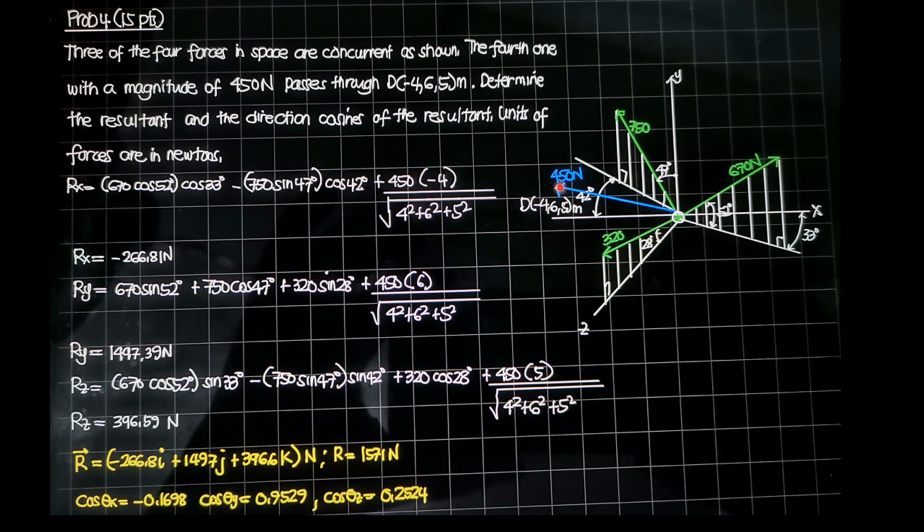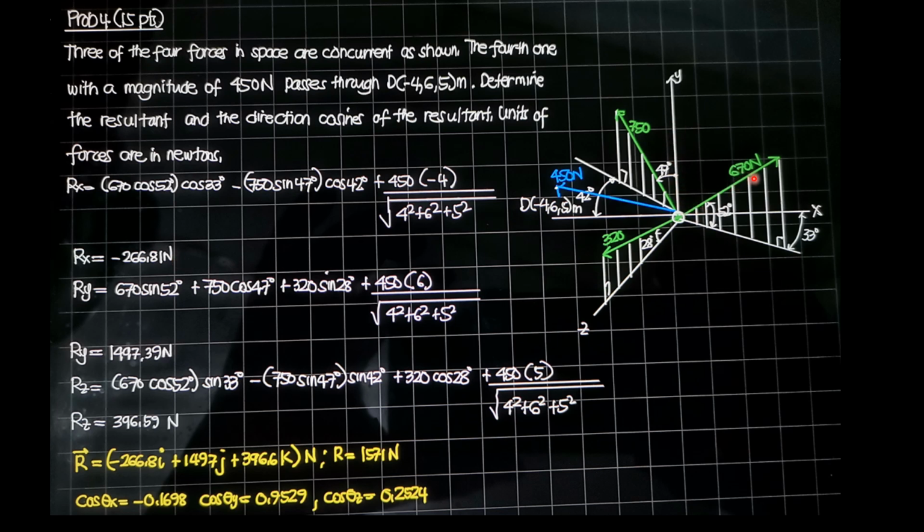Then finally, for this 450 here, it passes through (-4, 6, 5). If we write this in vector form, it is 450 times the quantity -4i plus 6j plus 5k all over the square root of 4 squared plus 6 squared plus 5 squared. Or simply, the x component is 450 times the x component of distance, -4, divided by the distance, square root of 4 squared plus 6 squared plus 5 squared. So combining, Rx is -266.81 newtons.